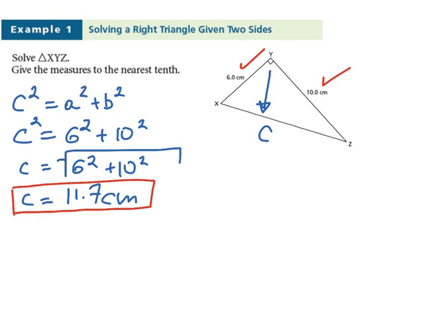The next part is to solve for one of the missing angles. It's up to you what angle to choose, either x or z. I am going to solve for the x. Since I'm solving for the x, with respect to x, the 10 is the opposite side, while 6 is the adjacent side. And c, which is now 11.7, is the hypotenuse.